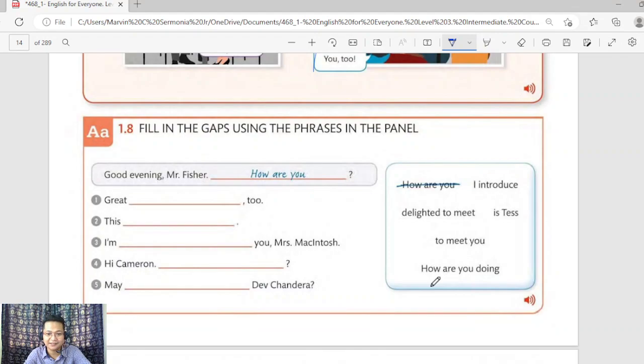All right, are you done? The answer for number one: great to meet you too. So we cross out this one. Number two, this is Tess. Number three, I'm delighted to meet you, Mrs. McIntosh. Number four, hi Cameron. How are you doing? And lastly, may I introduce Dev Chandera?